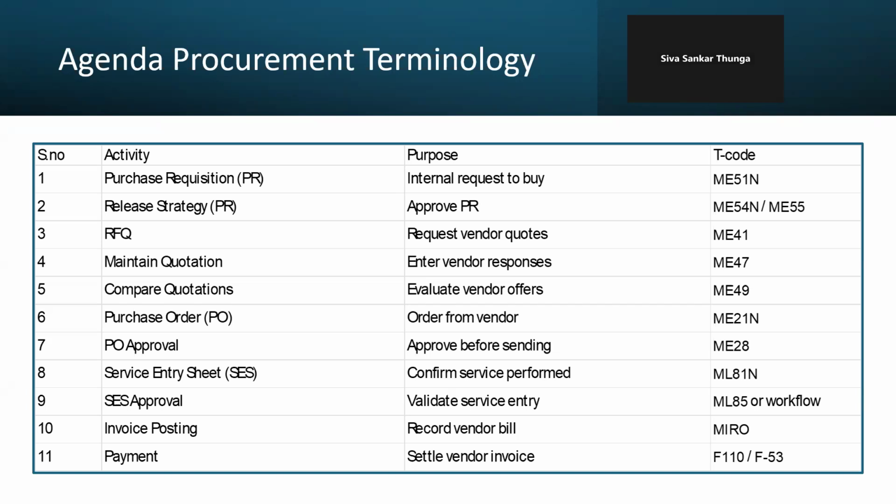It is created by some department, let us say the civil department, electrical department, plumbing department, or instrumentation department. Any department involved in the project may create a purchase requisition for buying material or services for the project, or it can also be created manually from ME51N. ME51N is the transaction code used to create the purchase requisition. Let us say you are willing to buy 100 bags of cement, 20 tons of sand, or 10 tons of steel.